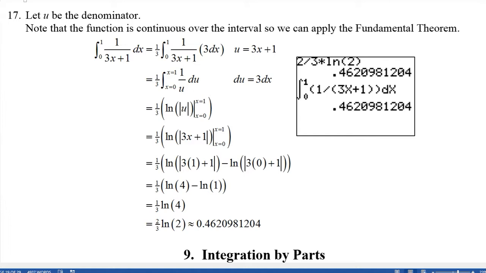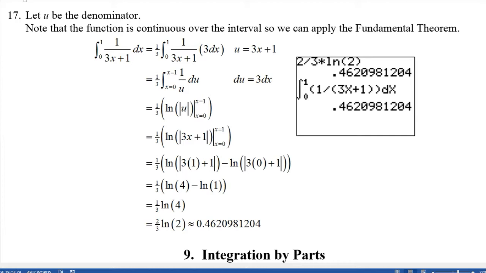You see we got 1 over 3x plus 1 from 0 to 1. Now we have to be really careful here when we have a fraction, because if we divide by 0, we have a discontinuity. To be able to apply the fundamental theorem, we have to have a continuous function over that entire closed interval.